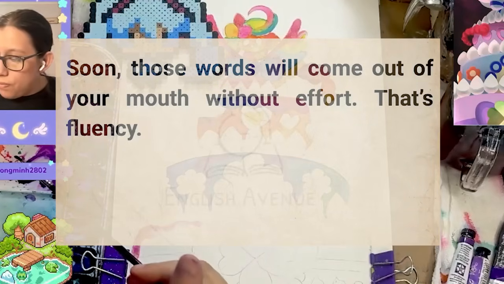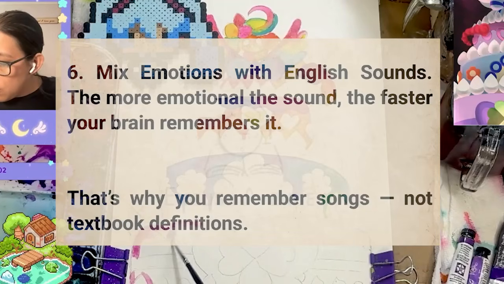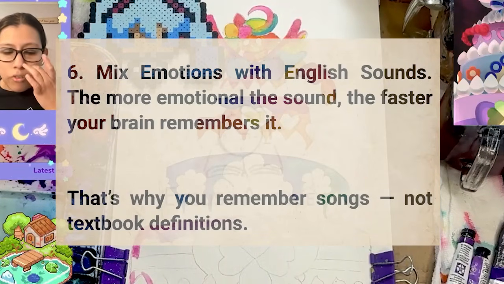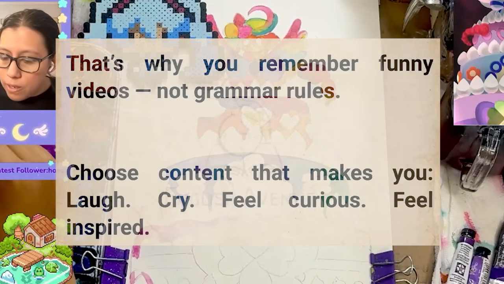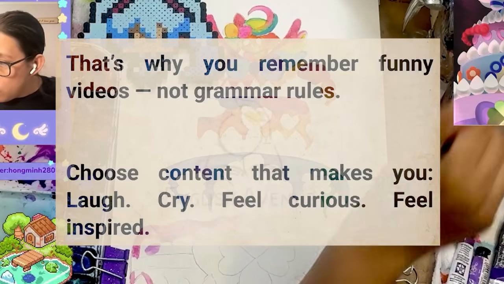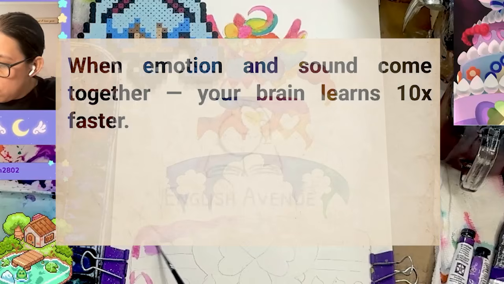That's fluency. 6. Mix emotions with English sounds. The more emotional the sound, the faster your brain remembers it. That's why you remember songs, not textbook definitions. That's why you remember funny videos, not grammar rules. Choose content that makes you laugh, cry, feel curious, feel inspired. When emotion and sound come together, your brain learns 10 times faster.